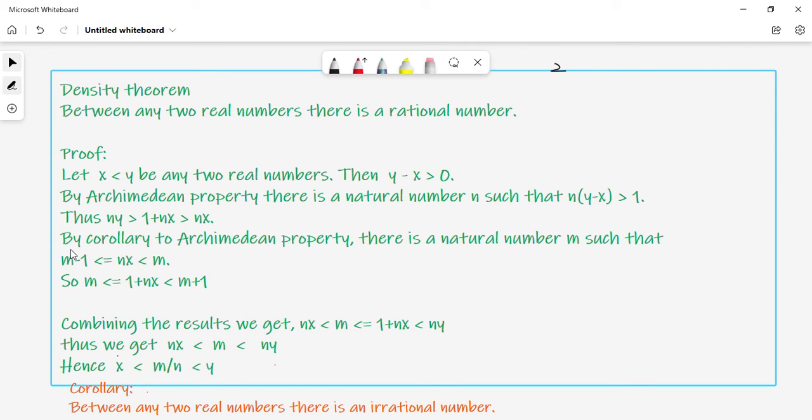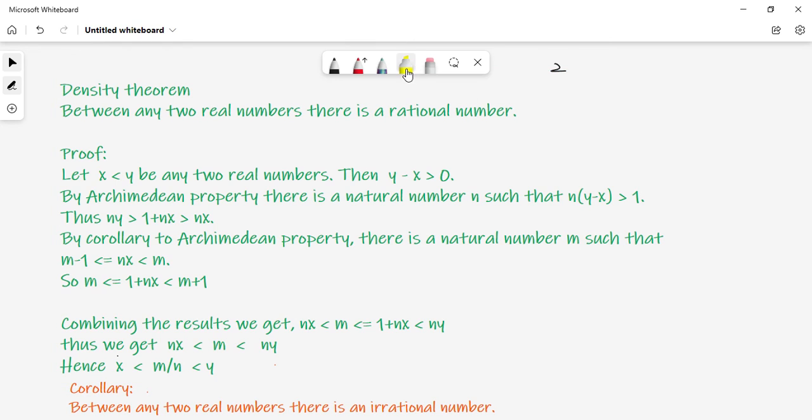Now let us apply the corollary to the Archimedean property, that a real number lies between consecutive natural numbers. So nx lies between m minus 1 and m. This is the corollary to the Archimedean property. Now let us add 1 throughout. So what it gives? m is less than or equal to 1 plus nx, which is still less than m plus 1. So we have got two inequalities with us. Let us highlight them.